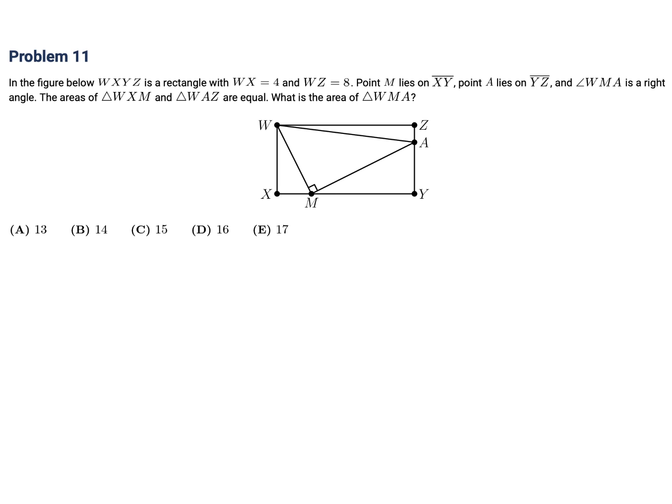In the figure below, WXYZ is a rectangle with WX equal to 4 and WZ equal to 8. Point M lies on XY, point A on YZ, and angle WMA is a right angle. Areas of triangle WXM and triangle WAZ are equal. What is the area of triangle WMA?